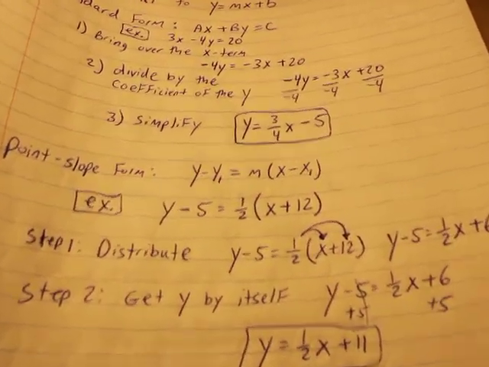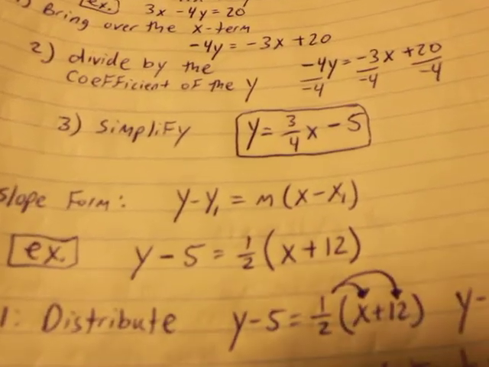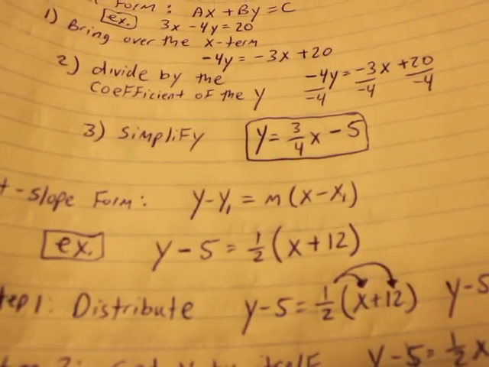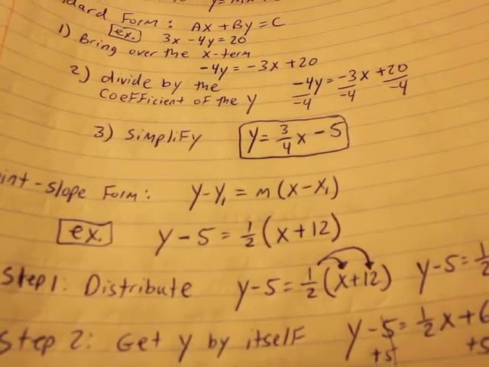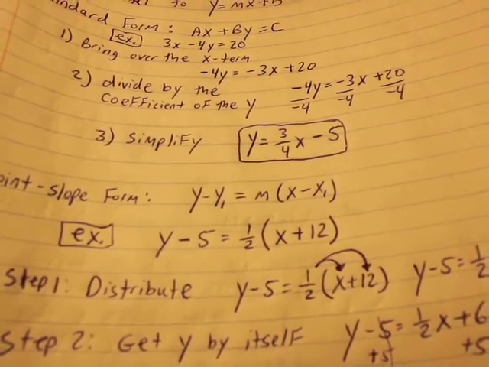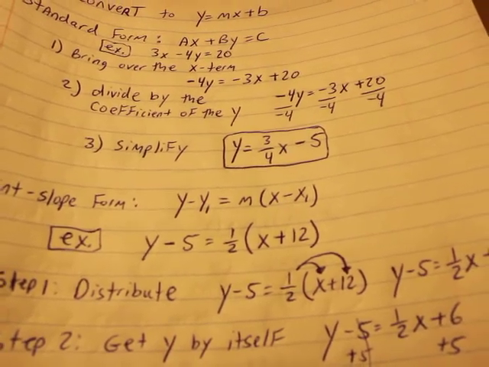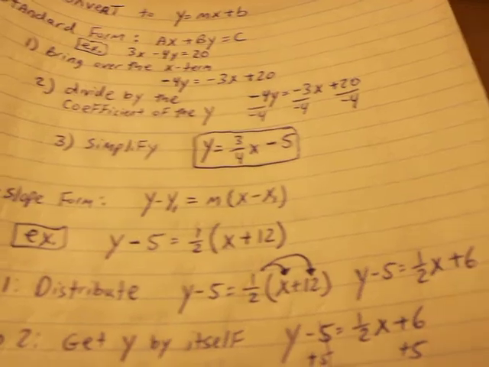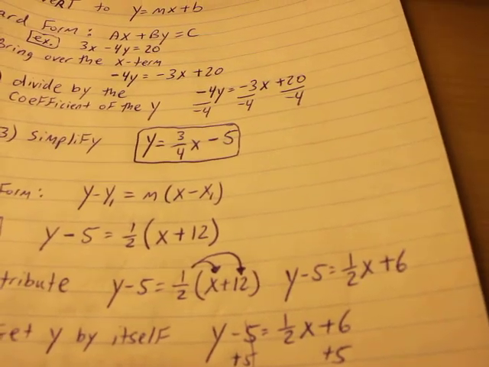Now, what about point-slope form, what we learned yesterday? Can we convert that into slope-intercept form? So I gave you an example there, y minus 5 equals 1/2 times (x plus 12). So the first thing you want to do is you obviously want to distribute that slope. So I drew little arrows to remind you how to distribute. So I'm going to do 1/2 times x and 1/2 times positive 12. So I end up with y minus 5 equals 1/2 x plus 6.